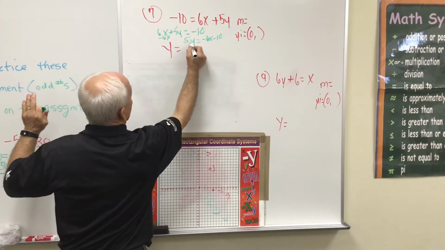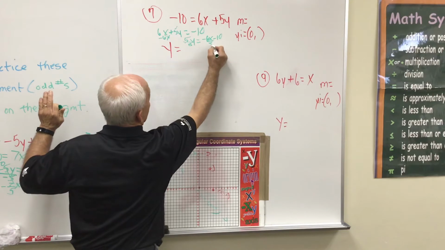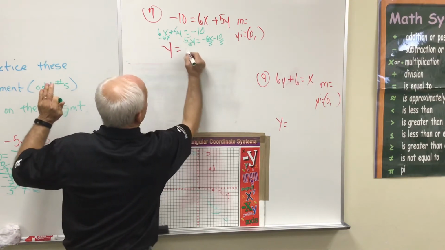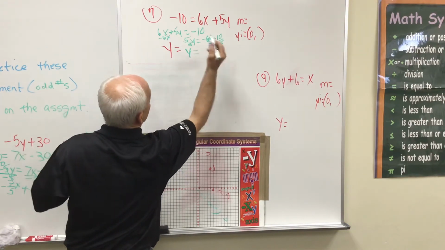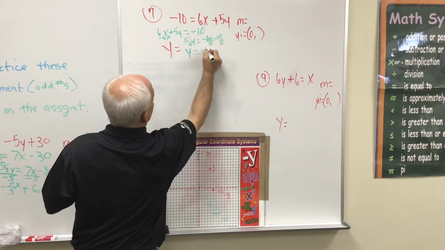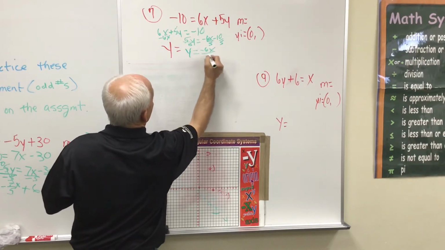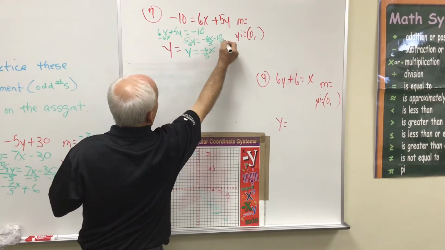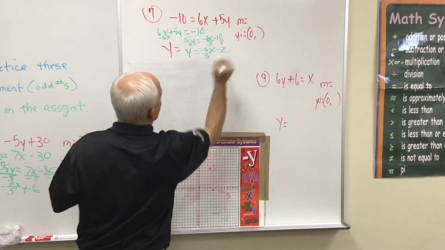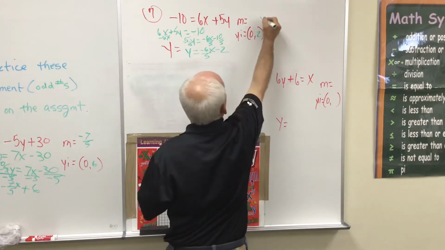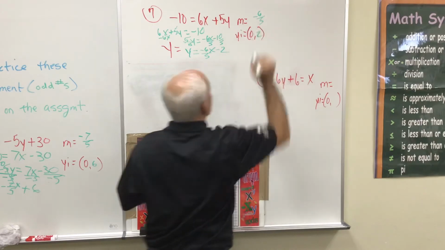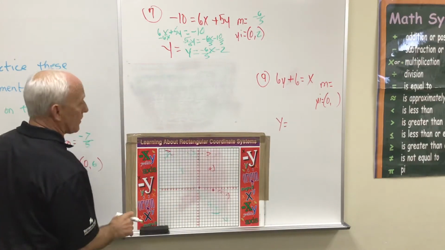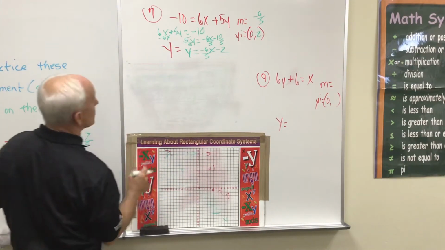By now, all of you have divided the 5 into each part, and we get y equals negative 6x over 5. And then 5 into 10 is minus 2. So now we have it. Can we plot that on the graph? Sure we can. What do we start with?